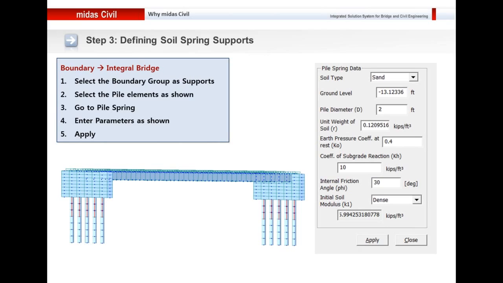Now to define the pile spring supports, we will again go to the integral bridge boundary feature, and this time we will select the pile elements and the pile spring, and we will define these parameters. As I've already shown you, the piles are embedded in two different types of soil, so we will model 2 layers of soil in this particular example.